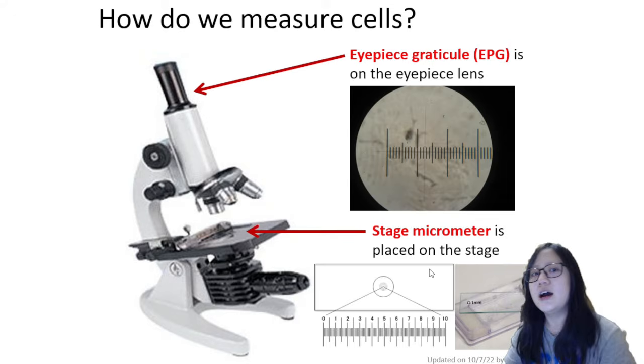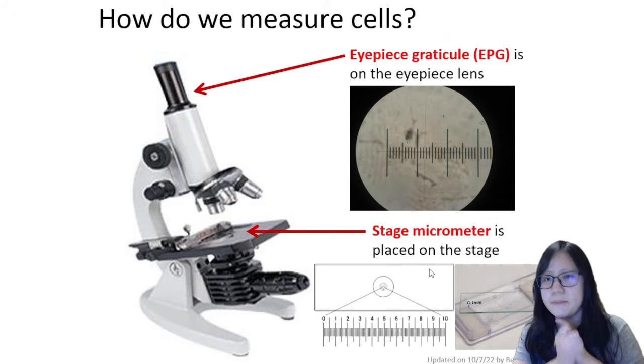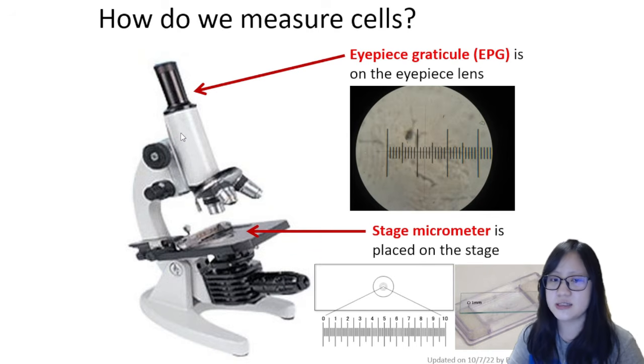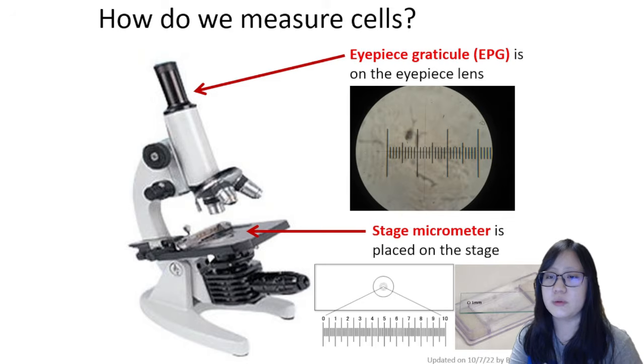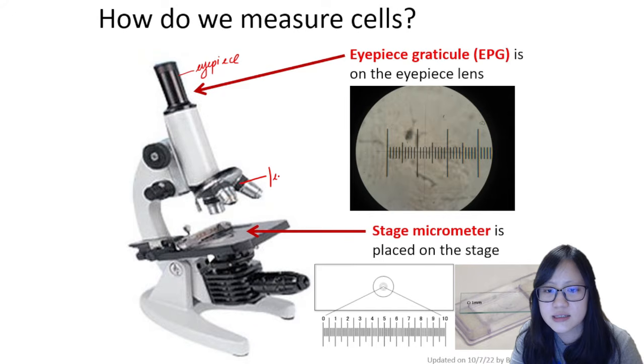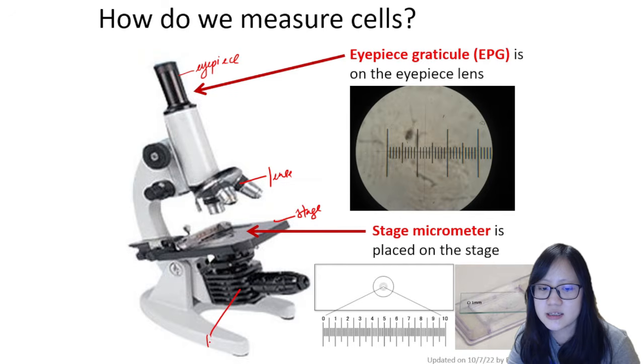Anyways, let's go on to how do we measure cells. Now, before we go into anything, let me just show you the microscope. This is how it looks like. This is what we call the eyepiece. Eyepiece. This is what we call the lenses. This is what we call the stage. This is where the light is.